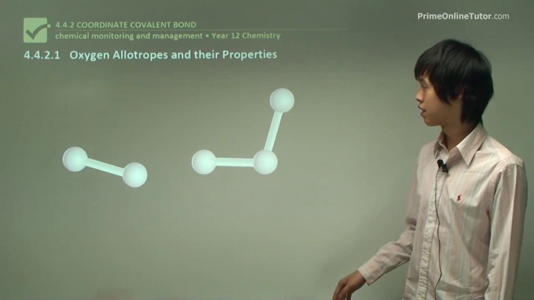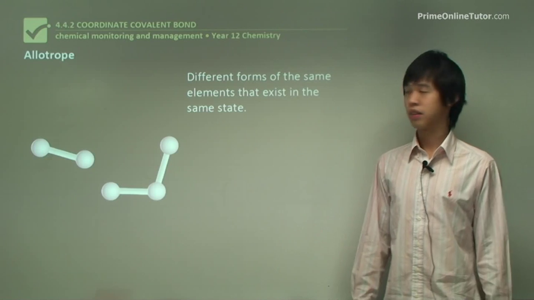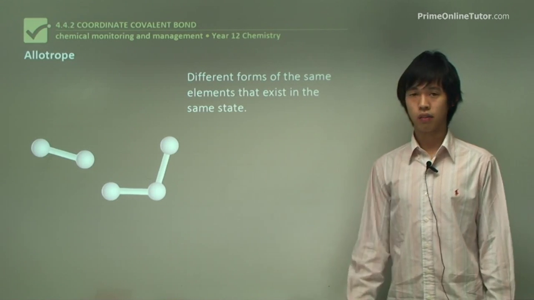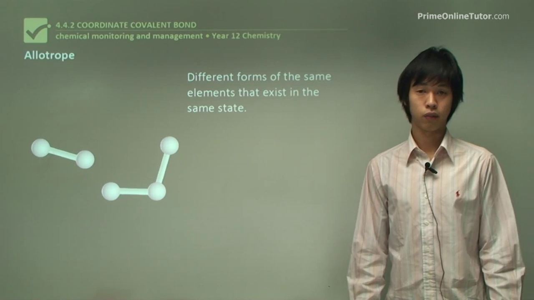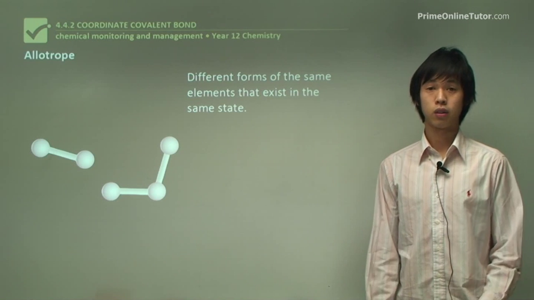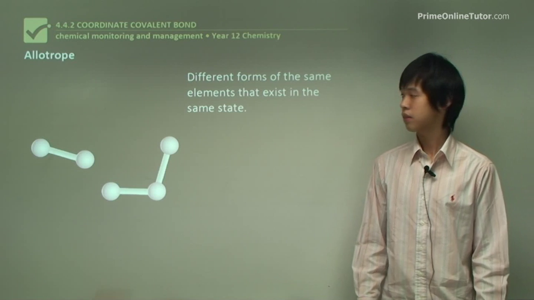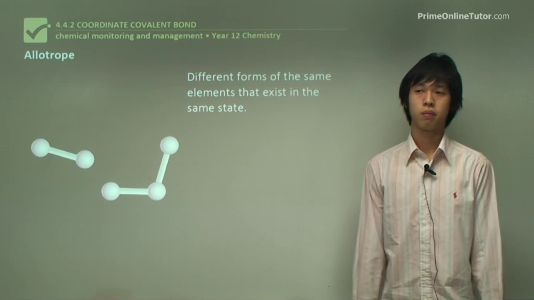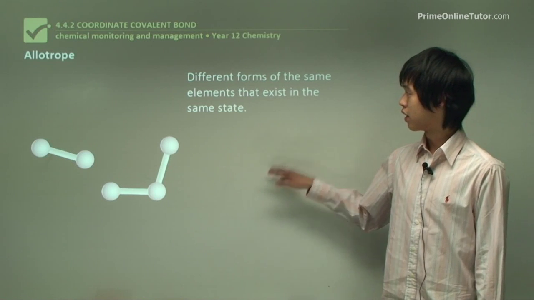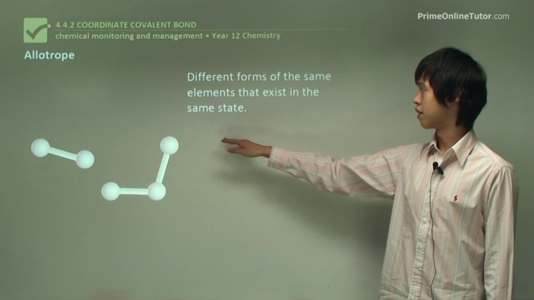So the first thing is, what is an allotrope? An allotrope is any element that can exist in multiple forms of the same state. If you think of carbon, carbon has the form of diamond, which is a precious gem, also the form of black carbon or soot, coal, or graphite, as well as the Buckminster fullerenes. Generally, all allotropes are elements that exist in the same state, but in a different form.